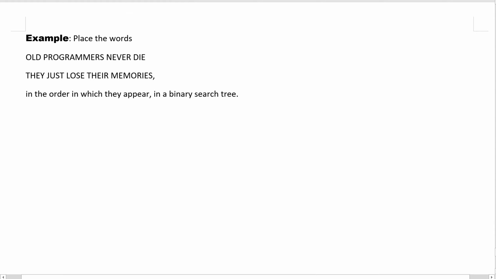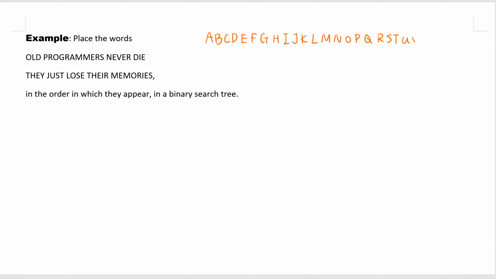Okay, let's sing the ABC song. A, B, C, D, E, F, G, H, I, J, K, L, M, N, O, P, Q, R, S, T, U, V, W, X, Y, Z. Yeah, my daughter sang this song when she was small.